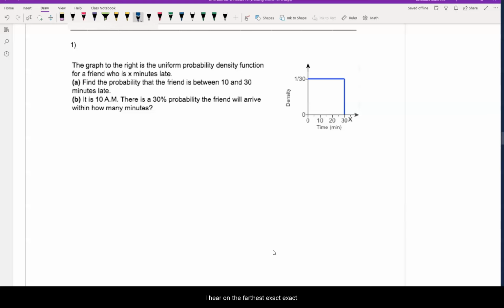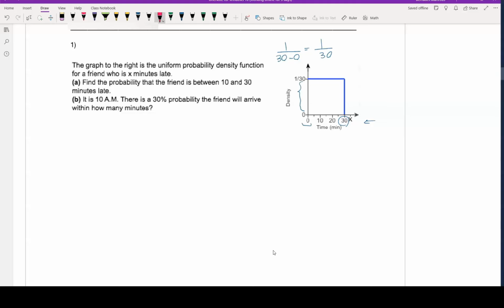Here the x-axis is for time, and it's in minutes. And here the height is 1 over 30. How we can find that is 1 over that number, minus the starting point, so minus 0. So it's equal to 1 over 30. This is how we can find our height for this part.